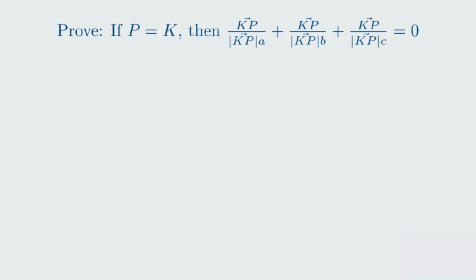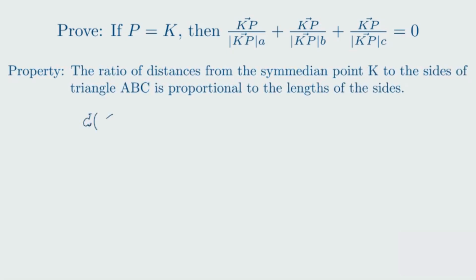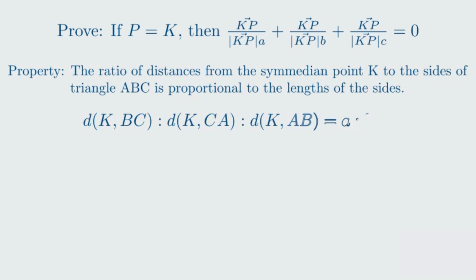This proof is beautiful and relies on a property of the Symmedian point K related to distances to the sides of the triangle. The property is this: the ratio of the distances from the Symmedian point K to the sides BC, CA, and AB is proportional to the side lengths A, B, and C. This means there exists some constant, let's call it k, such that the distance to side BC is ka, the distance to side CA is kb, and the distance to side AB is kc. This is also called the isogonal conjugate property.